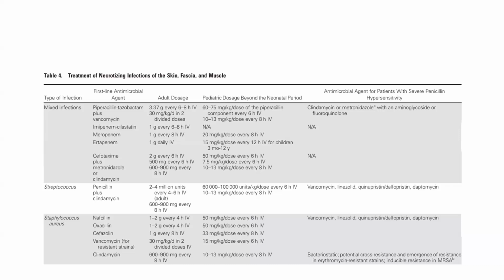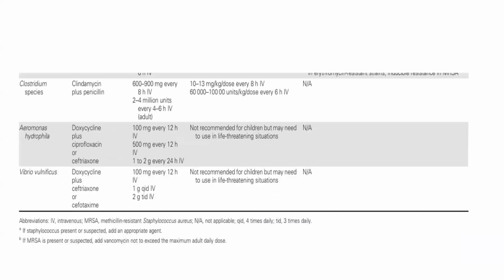If it is a Staphylococcus aureus infection, then go for nafcillin, that is 1 to 2 gram every 4 hourly, oxacillin 1 to 2 gram every 4 hourly, cefazolin 1 gram every 8 hourly, vancomycin 30 mg per kg in two divided doses, clindamycin 600 to 900 mg every 8 hours.